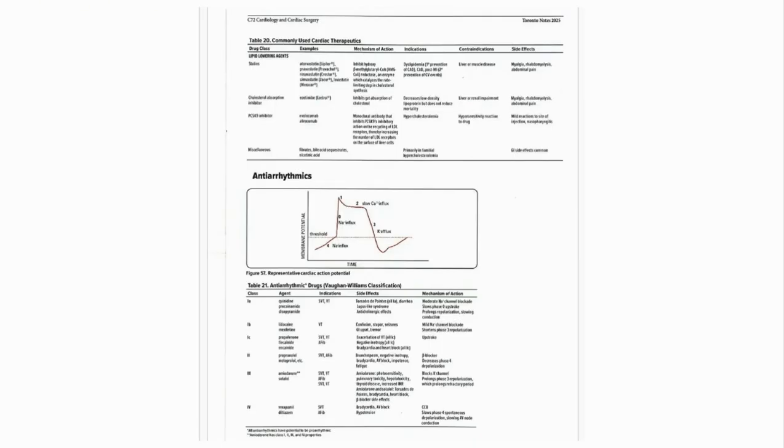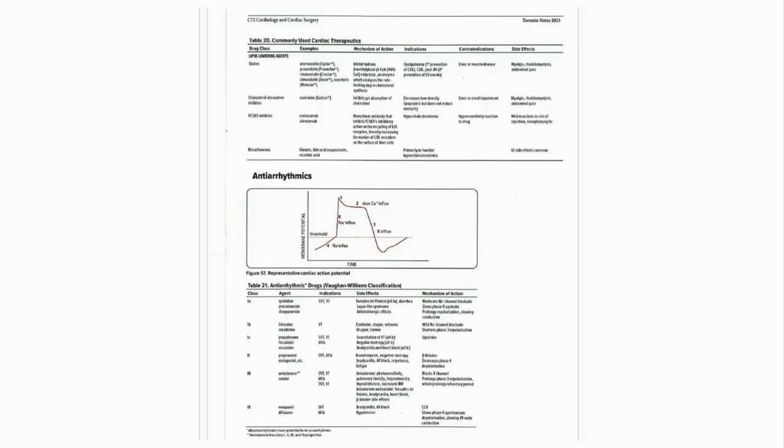Antiarrhythmics. We now move to antiarrhythmic medications. Before understanding these drugs, we must first understand the cardiac action potential, illustrated in Figure 57. Figure 57, representative cardiac action potential. The ventricular myocyte action potential consists of 5 phases. Phase 4, resting membrane potential. Phase 4 represents the resting state. In pacemaker cells, a slow, spontaneous depolarization occurs due to sodium influx, allowing automaticity.